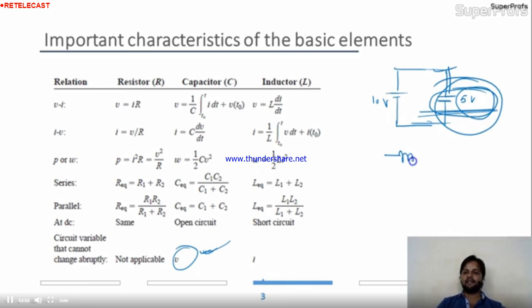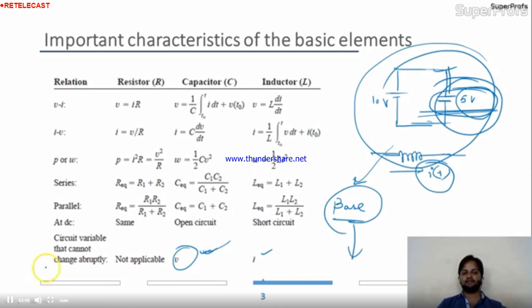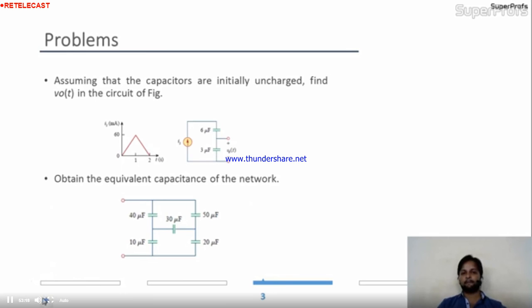And for the inductor, the current is not changed instantly, or the current can't change abruptly. See. So this inductor opposes the change in the current, capacitor opposes the change in voltage value, and this phenomenon, this concept is the base or reference for the entire unit. Okay, is it clear to you?